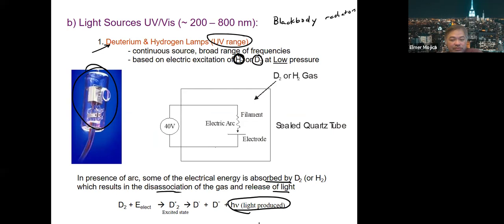So you just make them into an excited state by adding some electrical energy. They absorb the electrical energy, and when they absorb it, there's a release of light. So the excited state form that they have will release the light that is needed.